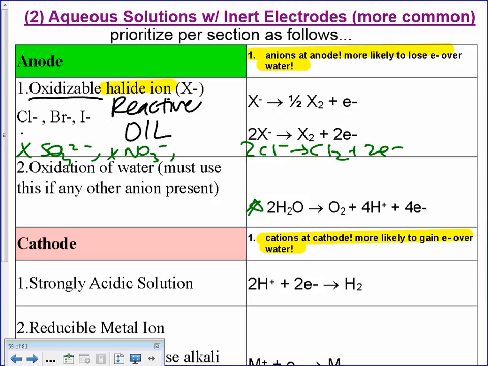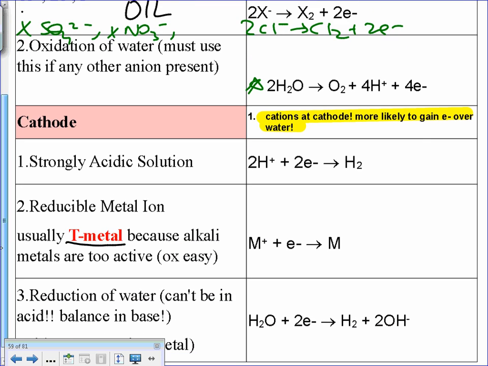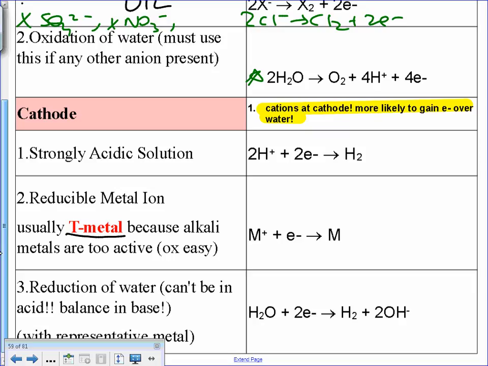can you make that half reaction by yourself? Water, a single water forms oxygen. Balance it by adding a 2 here, balancing it with 4 H's there and 4 electrons there. You can do that half reaction. You can do it. If you can't do it, then let me know later. Okay, so that's how you choose the anode.